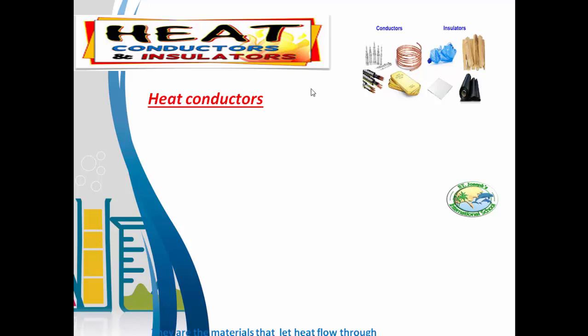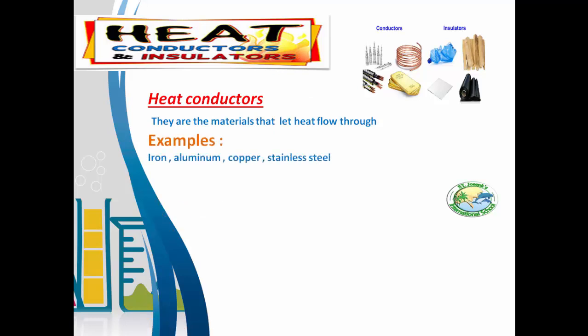Heat conductors are materials that let heat flow through. For example, all metals are good conductors of heat. All metals allow heat to flow through, like iron, aluminium, copper, and stainless steel. We have a give-reason question here. Copper is a heat conductor because it allows heat to flow through. And also aluminium, iron, and stainless steel are heat conductors because they allow heat to flow through.